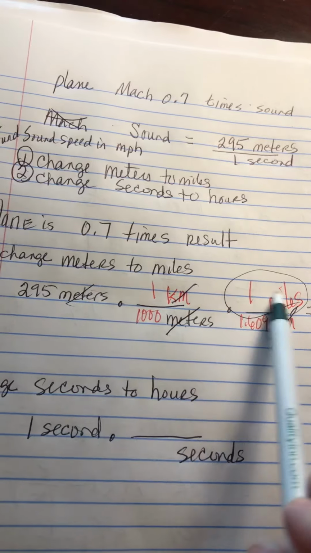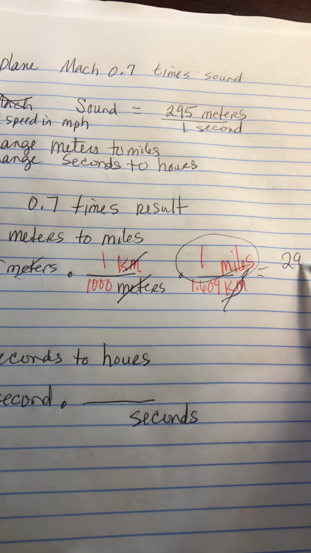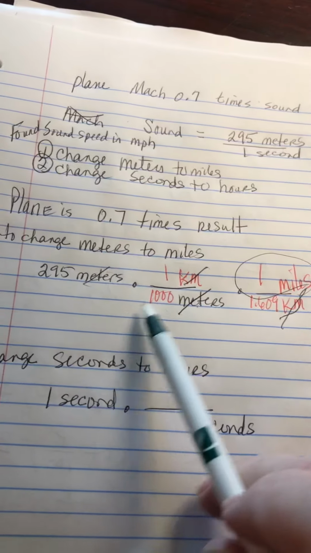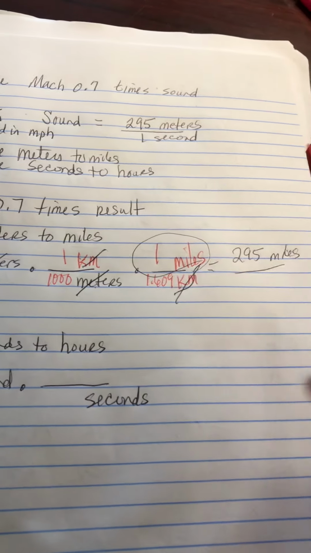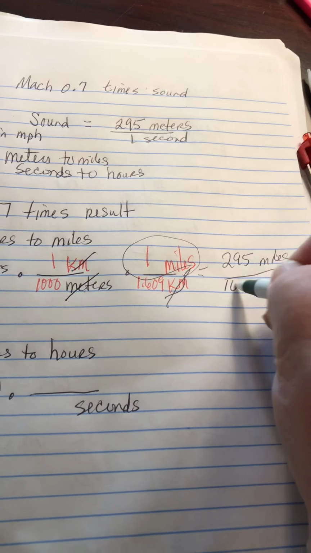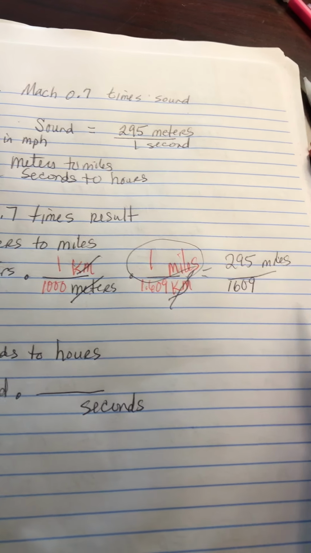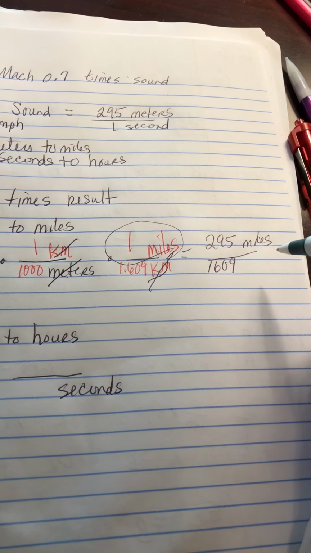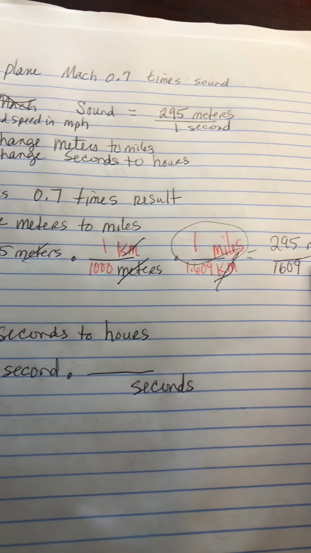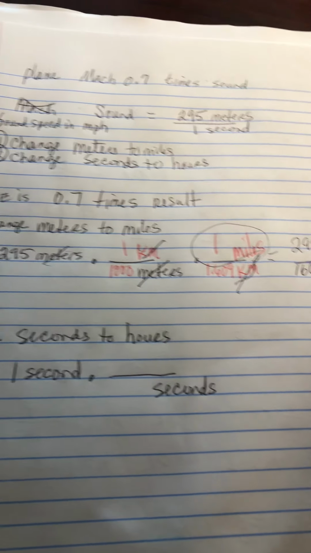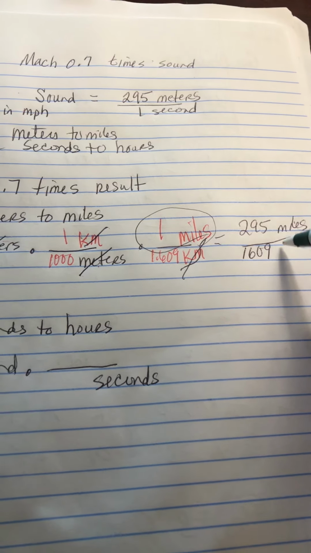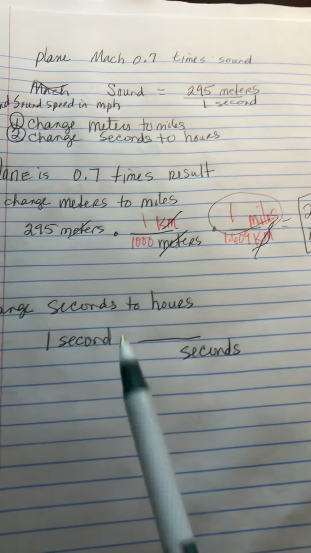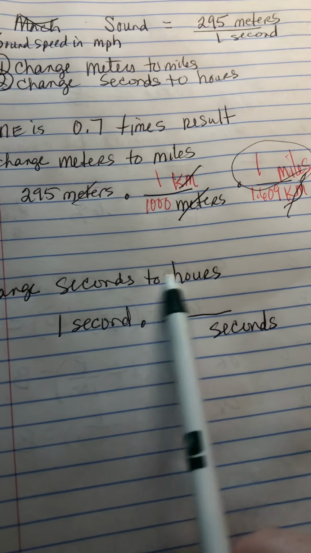So now we multiply across the top, so we get 295 times 1 miles. And on the bottom, it's 1,000 times 1.609. So that gives us 1609 on the bottom. And then we have this many miles on the top part, and you can actually do that division in a moment. But here we're going to change the seconds to hours.